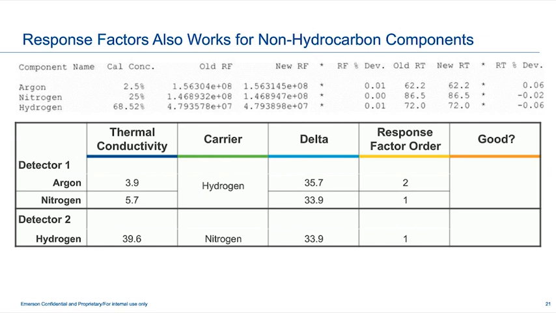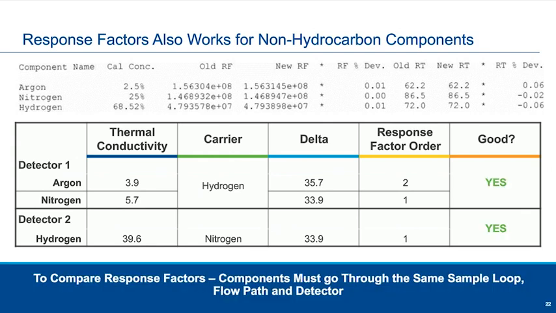Okay, let me see, why couldn't you use helium carrier for the specific? You could probably use helium instead of hydrogen for the argon and nitrogen if you wanted to. You couldn't use helium for the hydrogen because they have very similar thermal conductivities. So again, as I mentioned, for response factors you must go through the same flow path, detector, and sample loop.